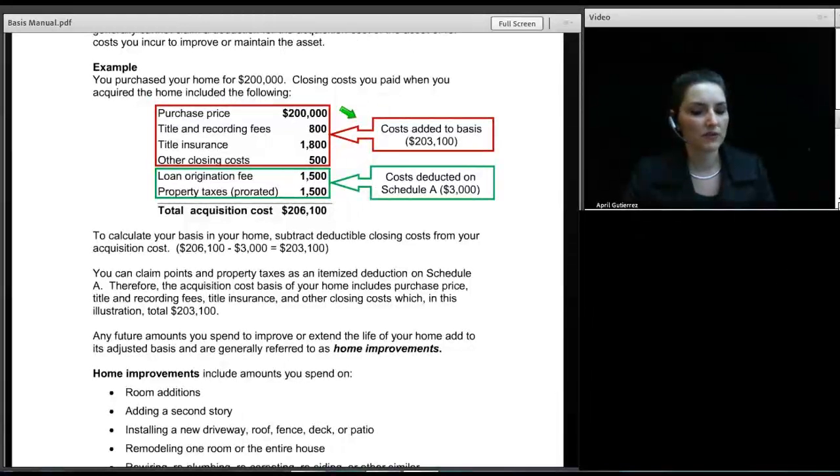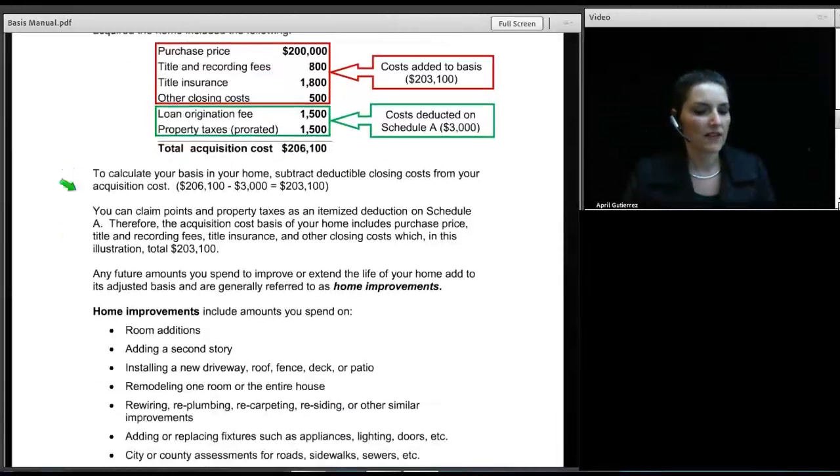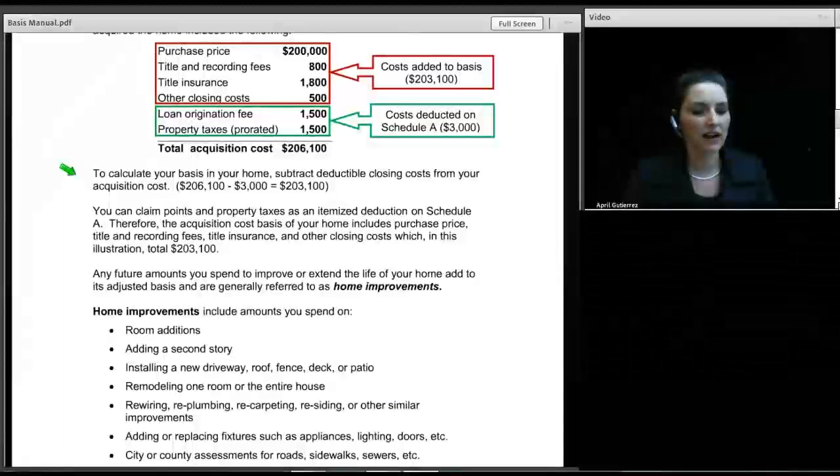Now, at the time the house was purchased, there was also a loan origination fee paid, and there was a proration of property taxes that were paid. And these are property taxes prorated for the buyer of the house based on the buyer's liability for those taxes. And if the buyer owes the taxes and pays the taxes, then the buyer deducts those on Schedule A. And the loan origination fee is an example of something that the buyer of the house can also deduct on Schedule A. So to calculate your basis in the home, subtract the deductible closing costs from your acquisition cost.